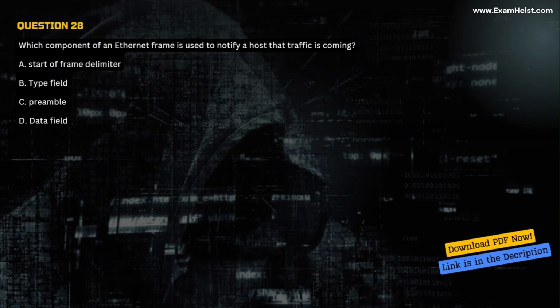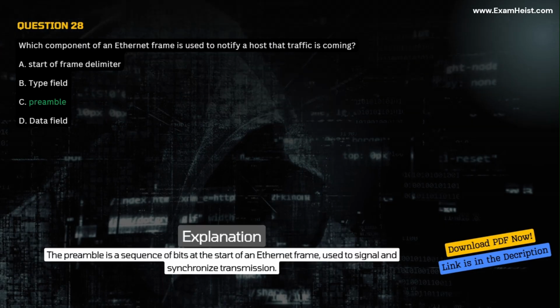Question 28. Which component of an Ethernet frame is used to notify a host that traffic is coming? A. Start of frame delimiter. B. Type field. C. Preamble. D. Data field. Correct answer C. Preamble. Explanation. The preamble is a sequence of bits at the start of an Ethernet frame, used to signal and synchronize transmission.